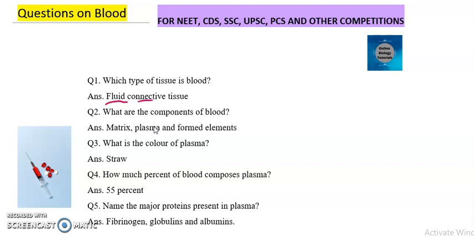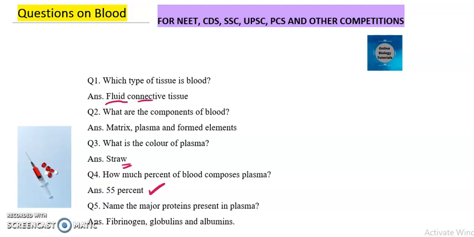What is the color of plasma? It is straw. How much percentage of blood composes plasma? Means it is asking how much percentage is included in plasma itself. So the right answer is 55%.